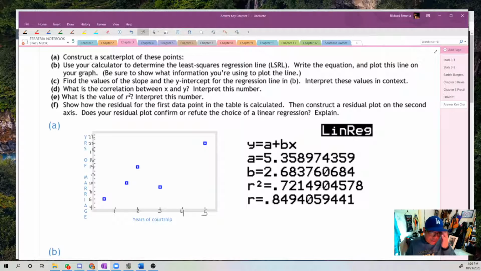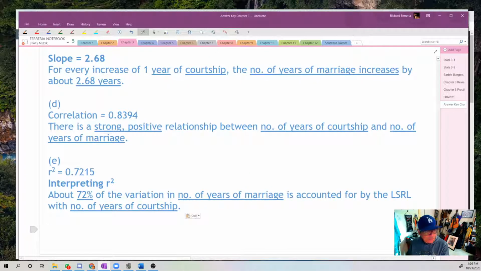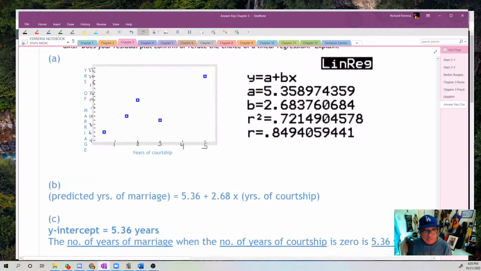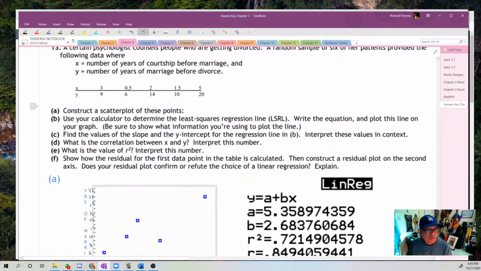Show how the residual for the first data point is calculated. So that is wrap again. So let's get to letter F, and we're going to do our wrap. Residual is actual minus predicted. We have to have an actual. So the first data point, the actual number of years of marriage is 9. So there's that 9 right there. So that's actual. Predicted, we're going to have to run our regression equation for 3 years.